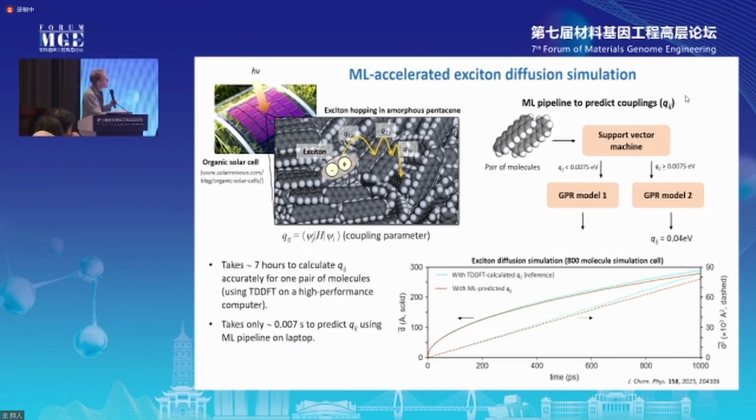And then you can run your exciton diffusion simulations in a very large simulation cell, 800 molecules. Here I'm computing the average displacement, and here's the mean square displacement on the right-hand side. It agrees quite nicely with a reference calculation using purely time-dependent DFT couplings. So if you're interested, please have a look at that paper. I know there are some groups in China, they're probably not in this room, but there are groups in this country who do this particular work.